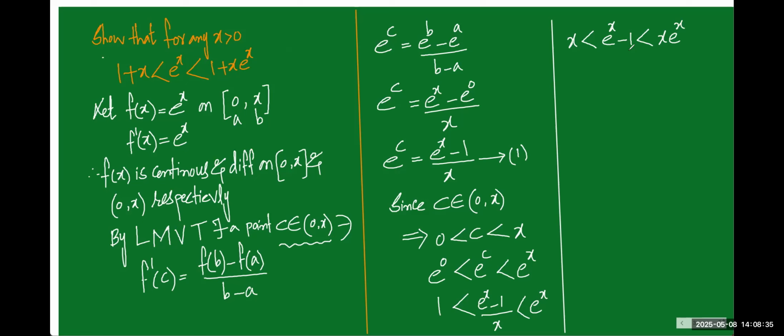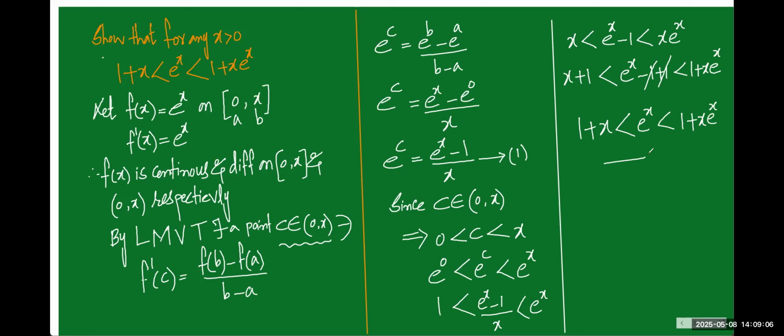Now I want to cancel this minus 1. To cancel the minus 1, in the inequality we add 1 to everything. So x plus 1 is less than e power x minus 1 plus 1, which is less than 1 plus x e power x. I added 1 to all; plus 1 minus 1 cancel. x plus 1 is nothing but 1 plus x. This is less than e power x, which is less than 1 plus x e power x, our required result. This only we have to prove.